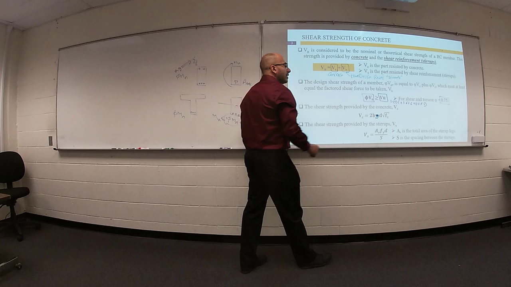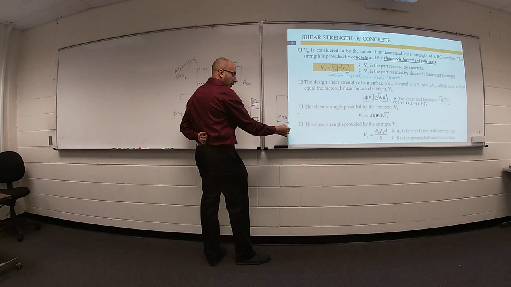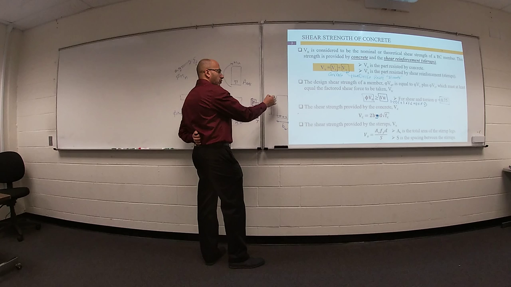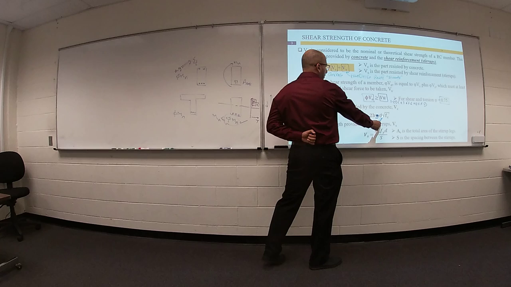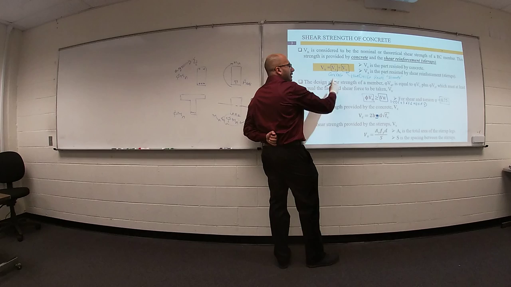Your cross section is something like this. Your b web is the width of your cross section, your depth is from the steel reinforcement to the top, and square root of f'c is the characteristic strength of concrete. From this term, you can figure out what the contribution from concrete is in this equation.